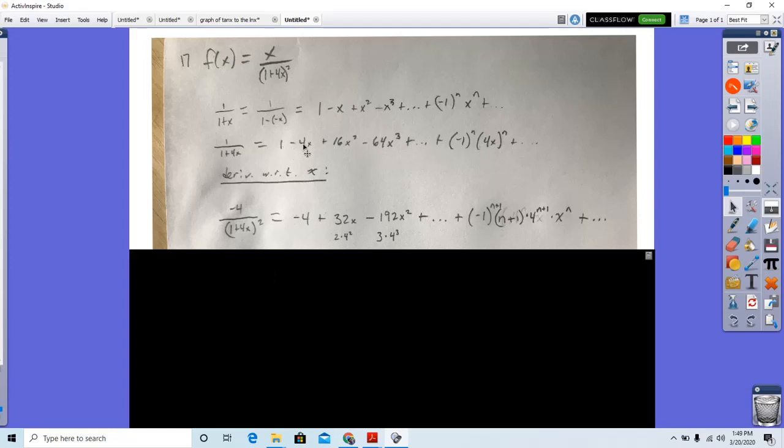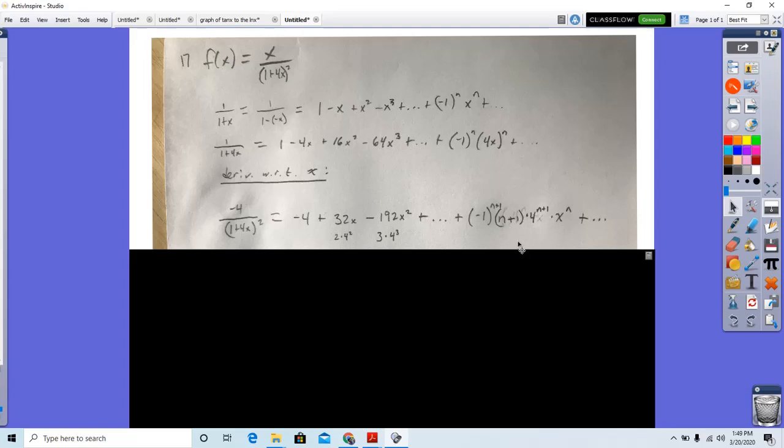So 1 goes to 0, negative 4x goes to 4, this goes to 32x, this goes to 192x squared. But again, sometimes it pays to keep those factors separate, right? So if you have this one and this one, it's just easier to get that pattern, right? So what I really have is 2 times 4 squared, right? 1 times 4, 2 times 4 squared, 3 times 4 cubed, n times 4 to the n, or n plus 1 times 4 to the n plus 1.